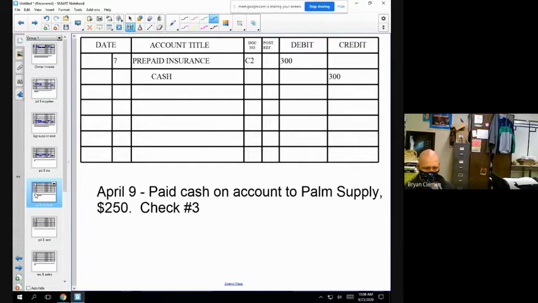All right, Luke, will you read that one, please? April 9th, paid cash on account for Home Supplies, $250, check 3. So what's the debit, what's the credit? Debit would be Home Supply and the credit would be cash. We'll do it different. Date 9. Check 3.